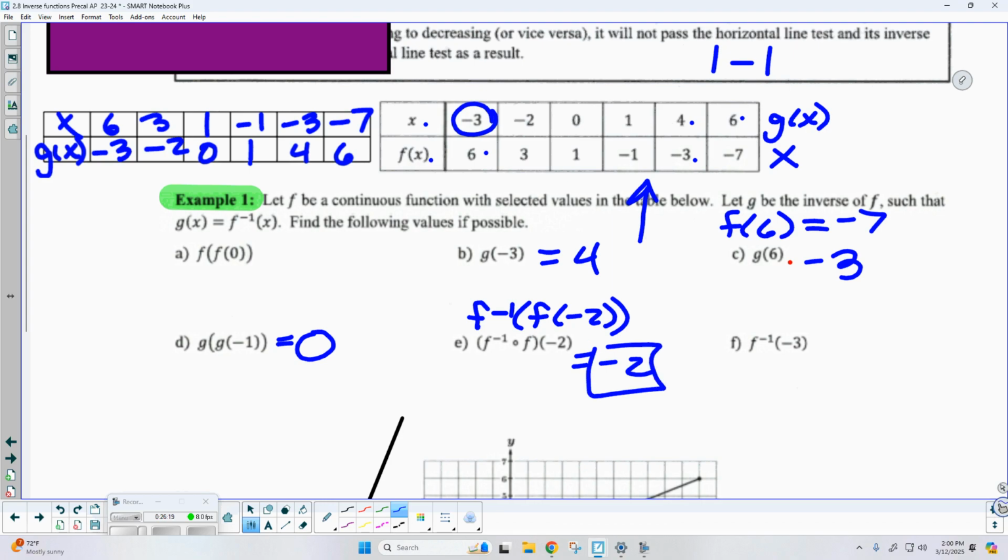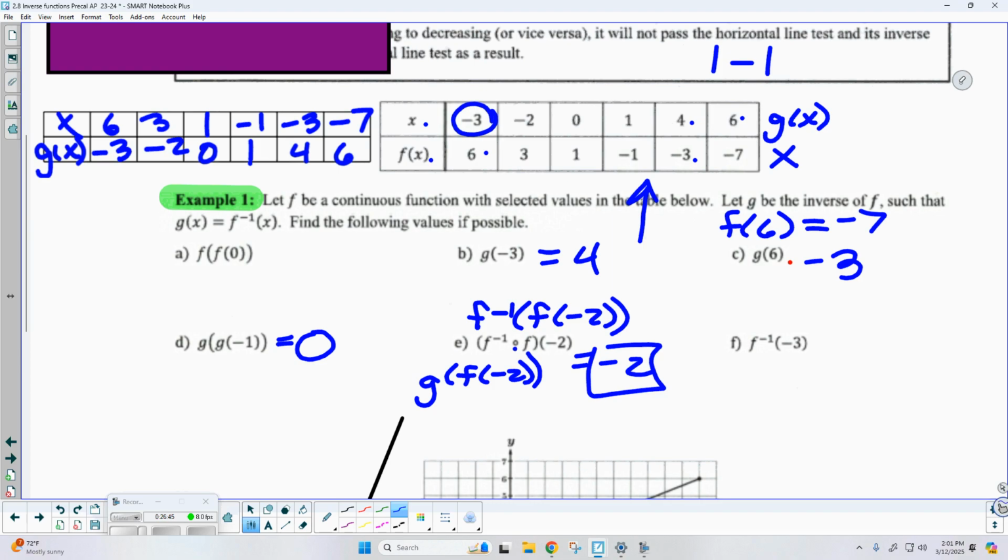-2. And just go ahead and point out, not only remember you can write the composition this way, we know that g is the inverse of f. So you also could have written it as g of f of -2. There's actually several different ways you could have done that. Okay. And Akil, what'd you get for F, the f inverse of -3? 6. Close.